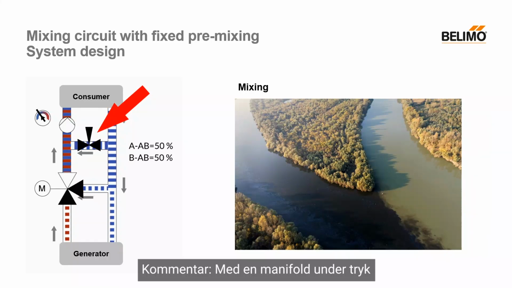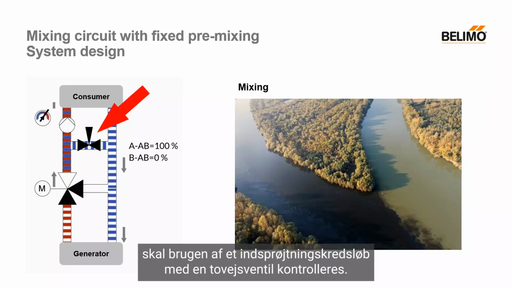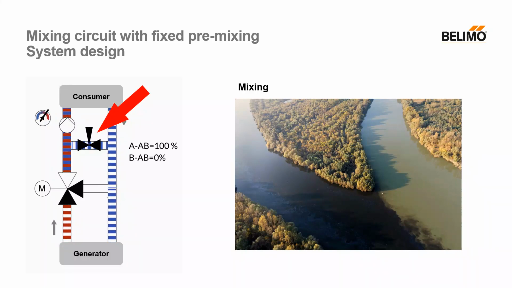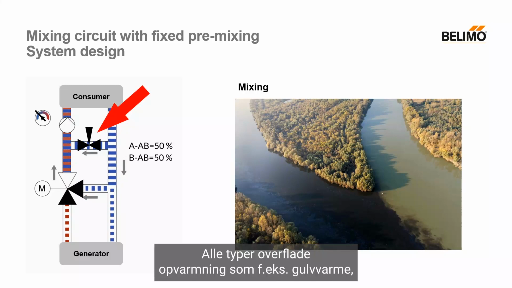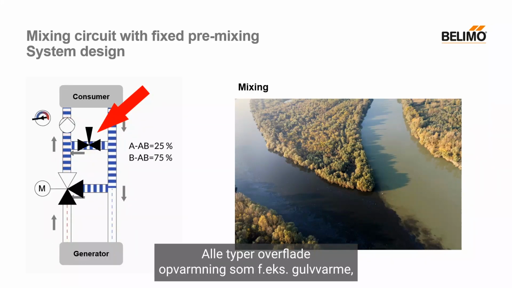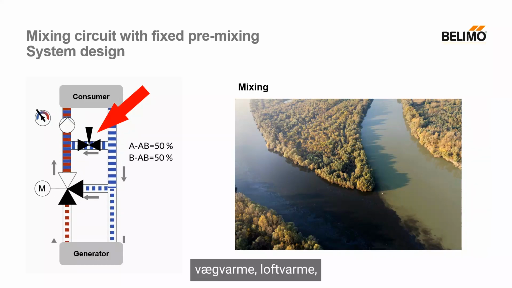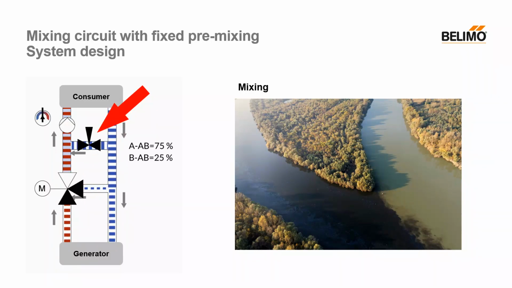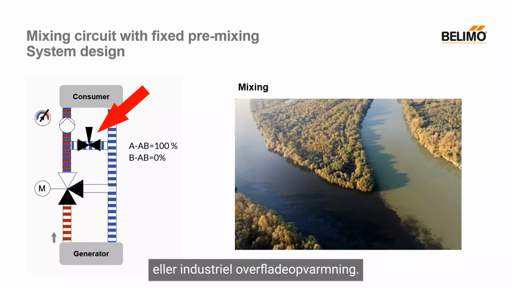Comment: with a pressurized manifold, the use of an injection circuit with a two-way valve must be checked. Typical applications of the mixing circuit with fixed premixing: all types of surface heating, such as underfloor heating, wall heating, ceiling heating, concrete core temperature control, or industrial surface heating.